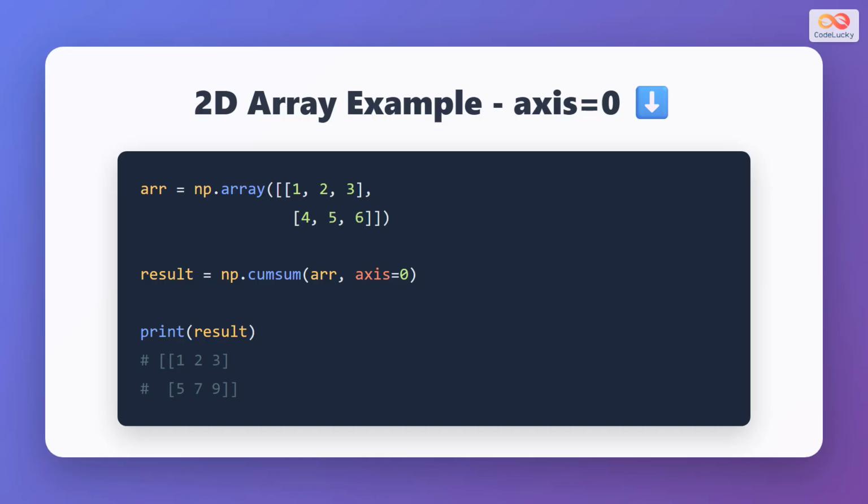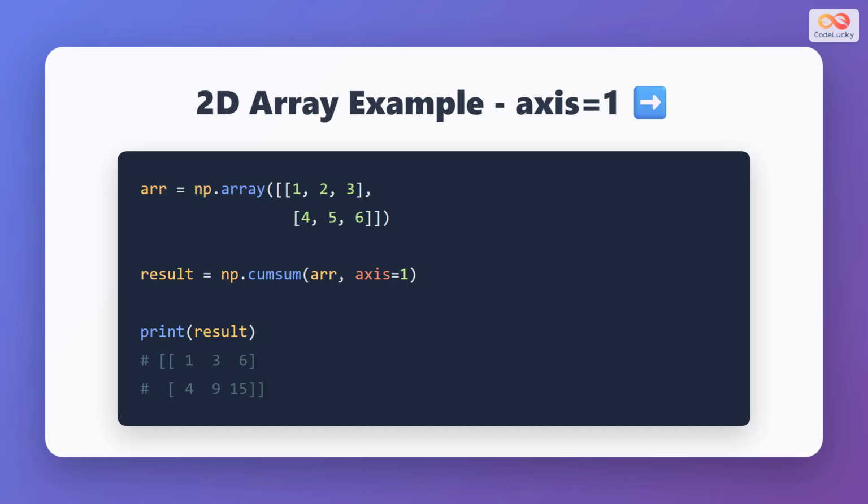Here's an example with a two-dimensional array using axis equals 0. We have a 2 by 3 array with rows 1, 2, 3, and 4, 5, 6. When we apply cumsum with axis 0, we get cumulative sums down each column. The first row stays 1, 2, 3. The second row becomes 5, 7, 9 because we add 4 to 1, 5 to 2, and 6 to 3. This is useful for tracking totals across different time periods or categories.